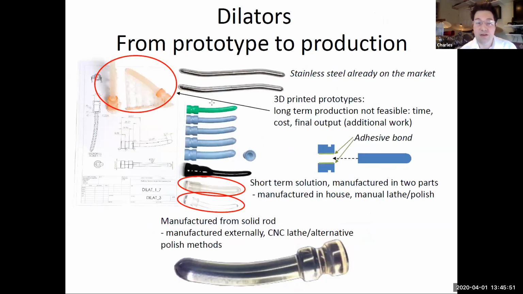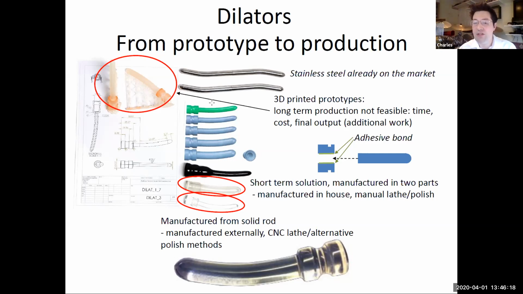The dilators, from prototype to production. The original dilators look quite uncomfortable, but the use of what they are going to be used for, stainless steel, cold, hard, quite a nasty material. Someone thought that maybe these could be made from a polymer, a plastic such as acrylic or perspex.